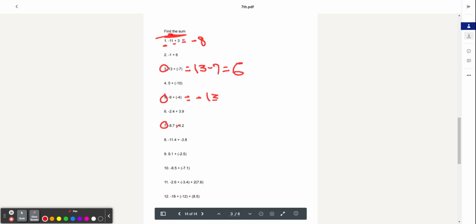7, negative 8.7 plus 4.2, just like 1. It's like subtracting in a way. So negative 8.7 plus 4.2 is 4.5. 9.1 plus negative 2.5, that's the same as 9.1 minus 2.5. And when we do that, we get 6.6.